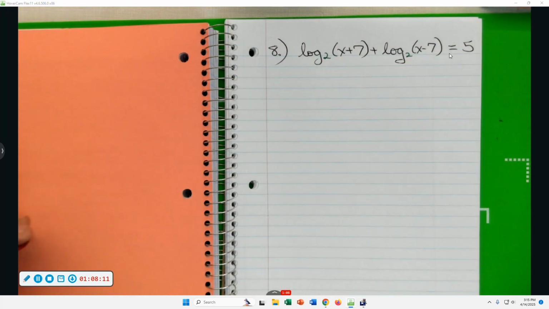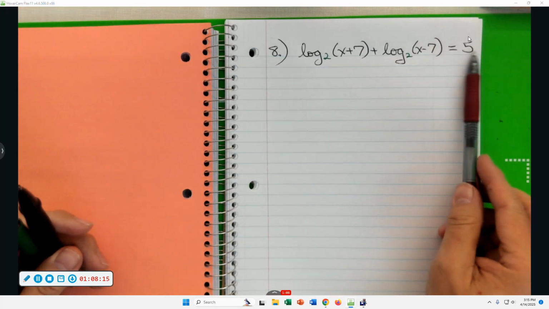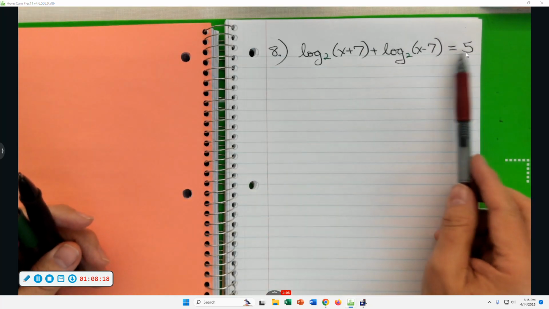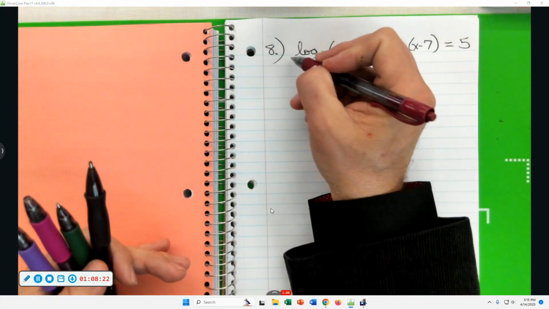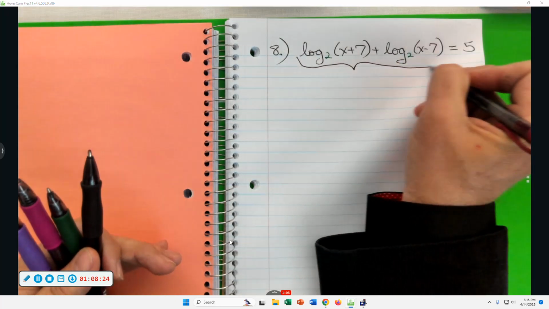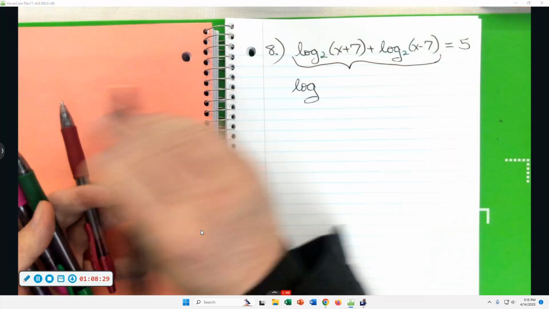Hey, this equation is half right. We have the equals a number by itself. That's nice. But here we have log plus log, so we're going to have to condense that. I'm going to write my log base 2. Log base 2.